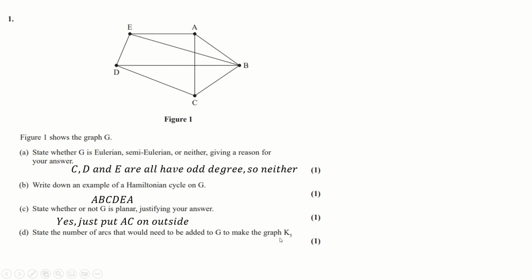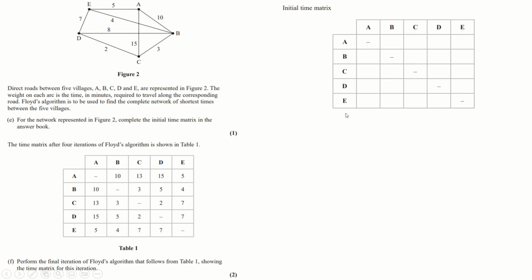State the number of arcs that would need to be added to make K5. Well, K5 is just a complete graph with 5 nodes, so you need to add an arc from E to C, and you need to add one from A to D, and those would be the only two that you need to add in. And that would be 2 extra arcs there.